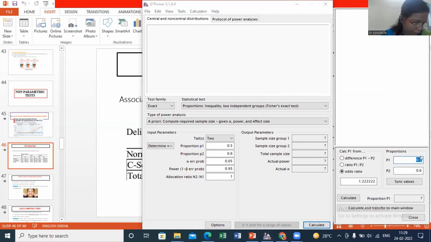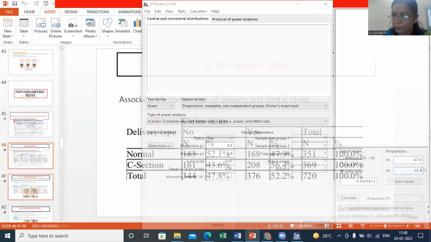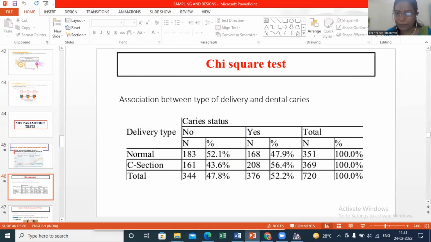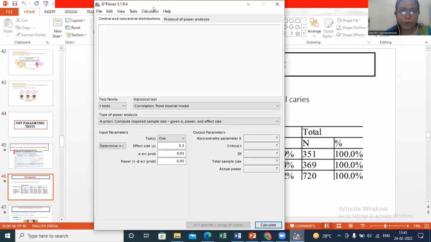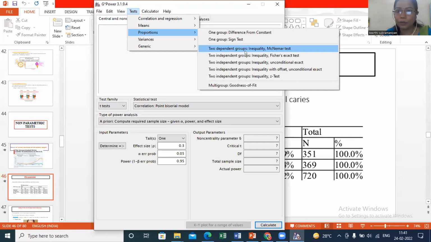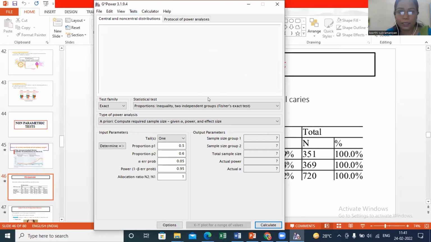So how much is it? 47.9 and 56.4. Where I stop, chi-square. I'll tell you what error I made, which gave this beep. Okay, so coming to this test of proportion, I am going for Fisher's exact test. Here, when I am putting the proportion, we are supposed to convert it into points. So now converting into points.